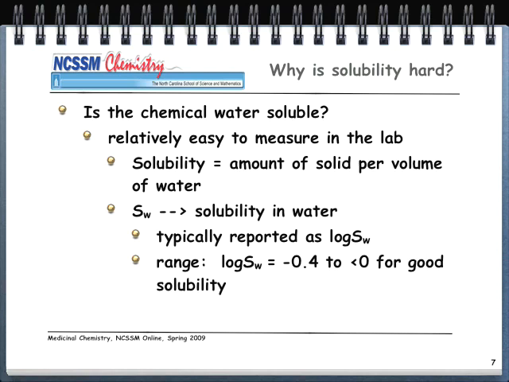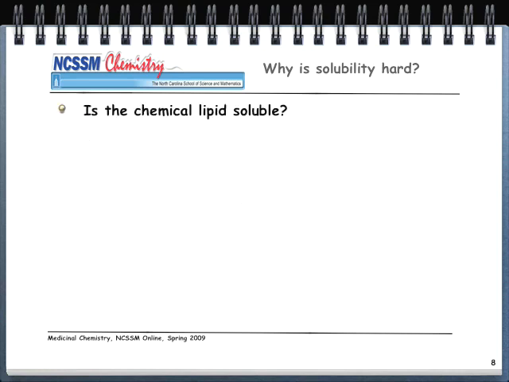Okay, and the range is typically, and you'll hear all kinds of values for this, but typically anything less than 0 for your log SW value is a reasonably good solubility in water. Again, there will be people who will argue about this range. Some people say it's a little bit bigger, it's a little bit smaller, but this is a rough rule of thumb, at least for this class. Okay, why is solubility hard?